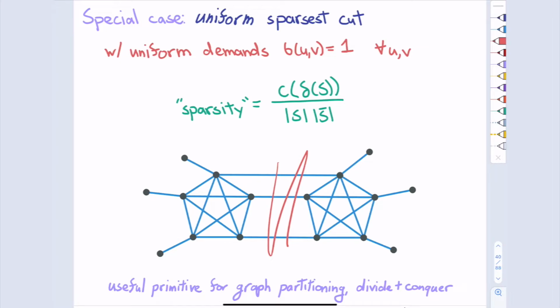Sparsest cut is a very useful primitive, and it solves a lot of problems in network design and stuff like that. It also has some connection to random walks that will come up later. If you're doing a random walk on the graph, these sparse cuts represent bottlenecks. If you're walking over here, you're going to be stuck in this dense part, and it's going to be hard to get across a very sparse cut.